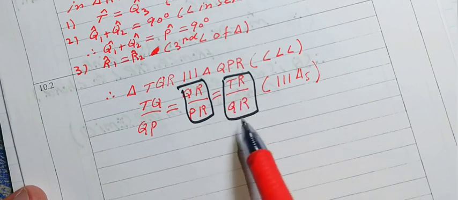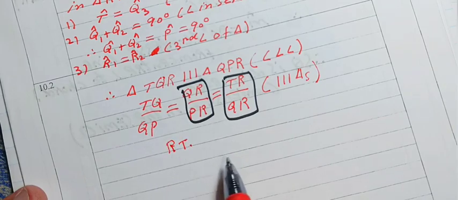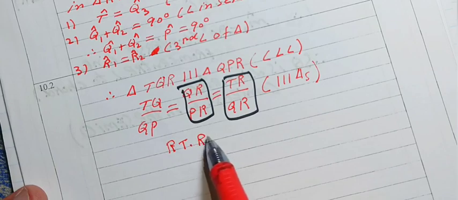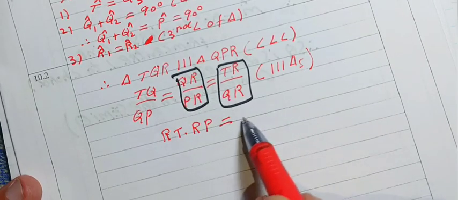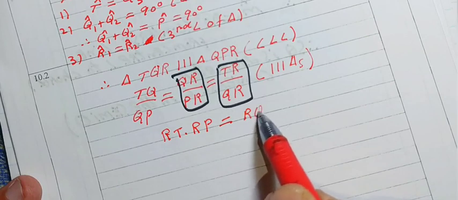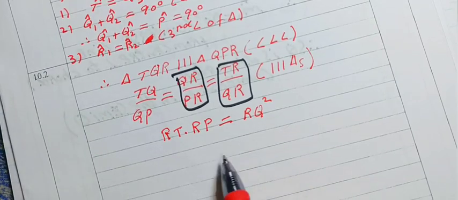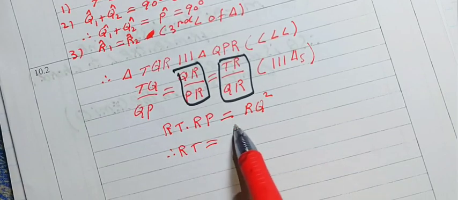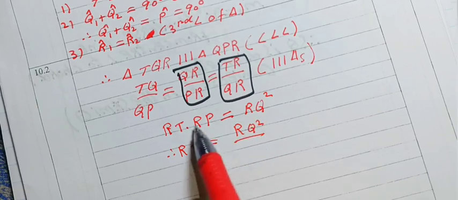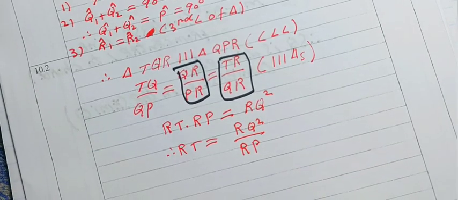RT or TR are same thing, multiplied by RP or PR are same thing. According to the demand of the question, this is equal to QR or RQ same thing, RQ square. Now we need RT, so we need to isolate the RT. Both sides you divide by RP. Therefore, RT is equal to RQ square over RP. So we proved this one.